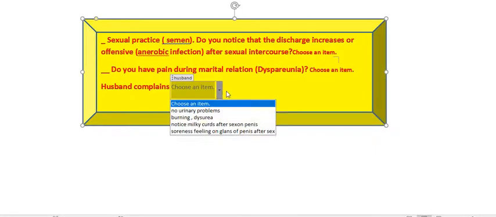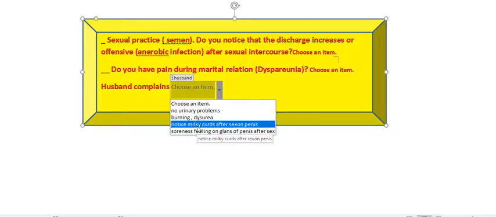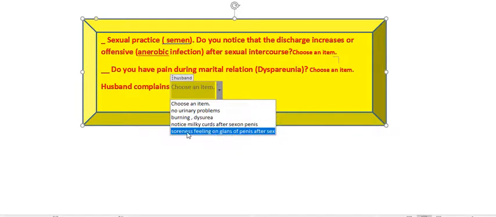The husband has no urinary problems, or has burning and dysuria, or milk discharge on the penis after sex, or soreness and feeling on the glands of the penis after sex.